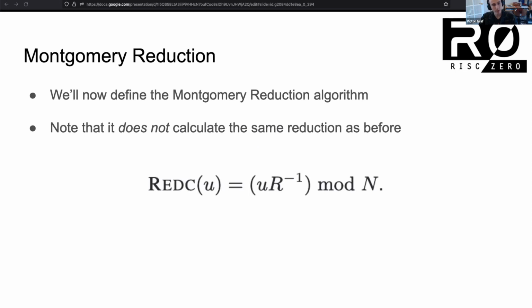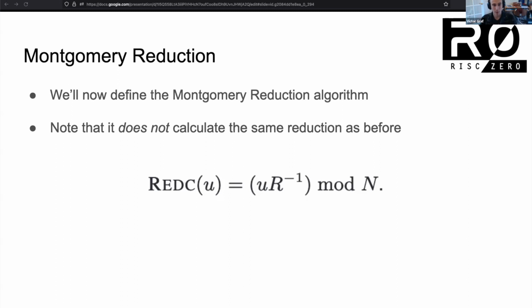So one thing before we talk about Montgomery reduction is that the Montgomery reduction algorithm is actually just a little bit different than the Barrett reduction algorithm that we saw before. In particular, it does not actually calculate the reduction itself. It calculates the reduction and multiplication by this R value at the same time. And so the result of this reduction algorithm, notated here as REDC, is U times R inverse mod n.